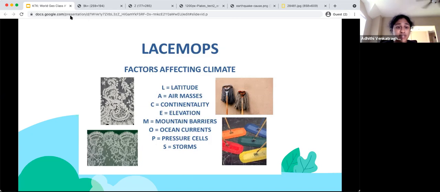Pressure cells, which is the air pressure in different areas, can also affect the climate of an area, as well as storms, such as thunderstorms, rainstorms, and natural disasters such as tsunamis and things like that. So all those can affect the climate of a place. So you can take a look at this for a minute, and I can pull up a picture of ocean currents.